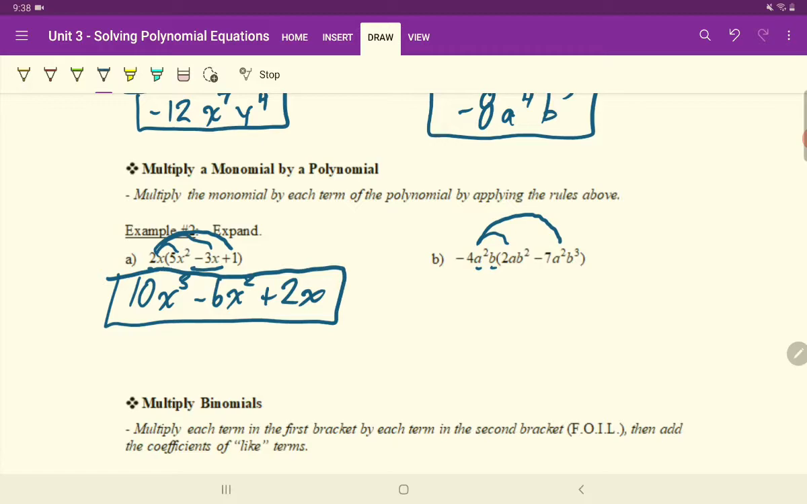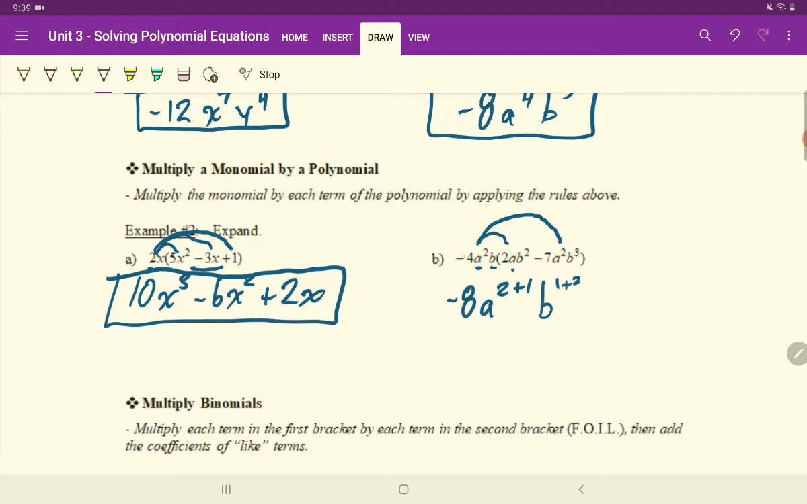So we end up getting negative 4 times 2 is my negative 8. And then a squared times a, which is a to the power of 2 plus 1. B times b squared, which is b to the power of 1 plus 2. All right. And I'll clean that up in the next step. And you can skip, like if you know that a squared times a is a cubed, you don't have to write this step, right? I'm writing it out just to show you where I'm getting everything from, but you don't have to write out this step.